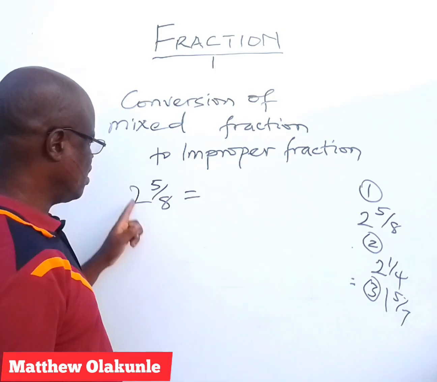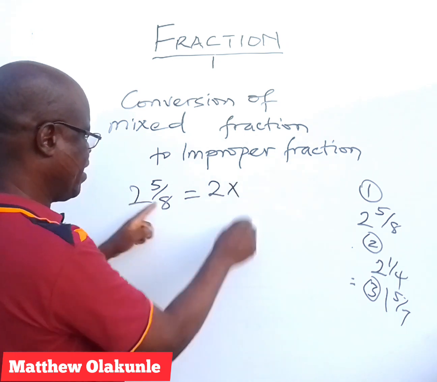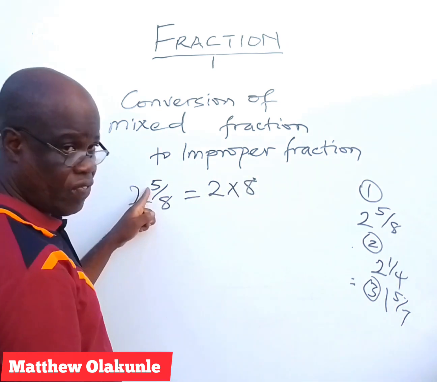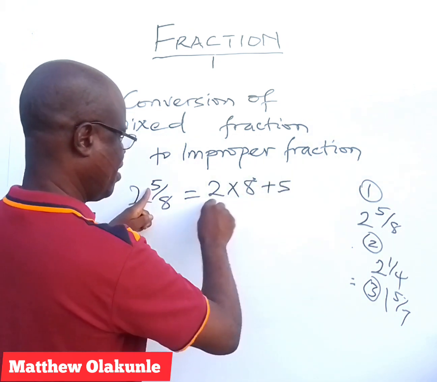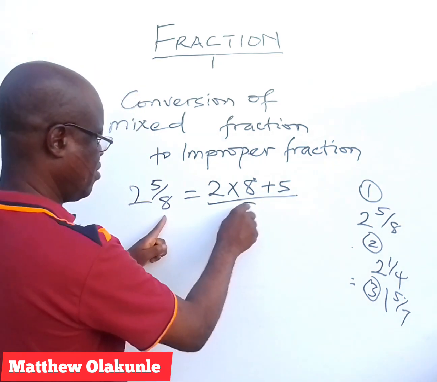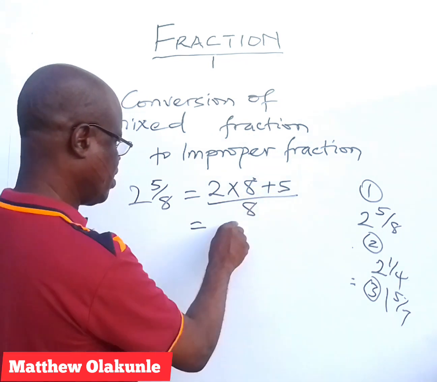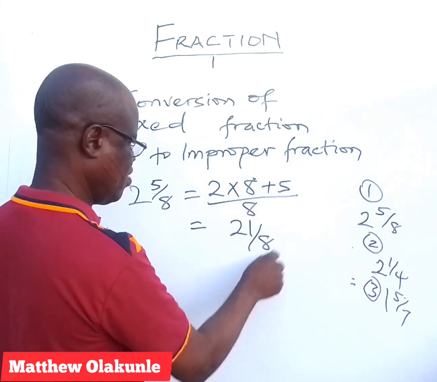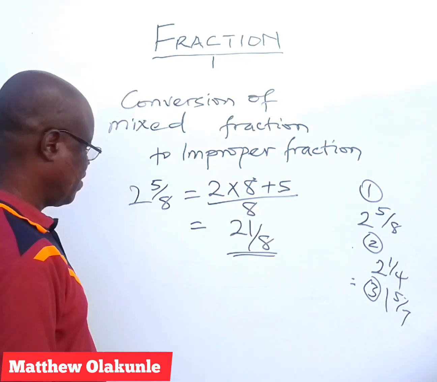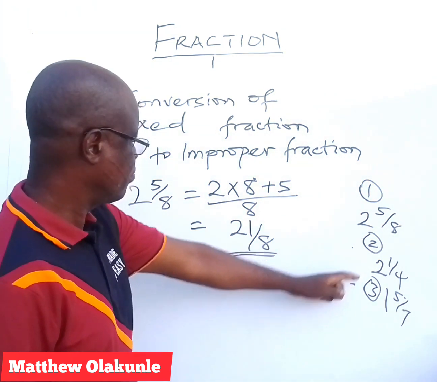The first one: 2, whole number, 5 over 8. What we do in this case is multiply 2 by 8, then add 5, and after that divide by 8. 2 times 8 is 16. 16 plus 5 is 21 over 8. And that's all.